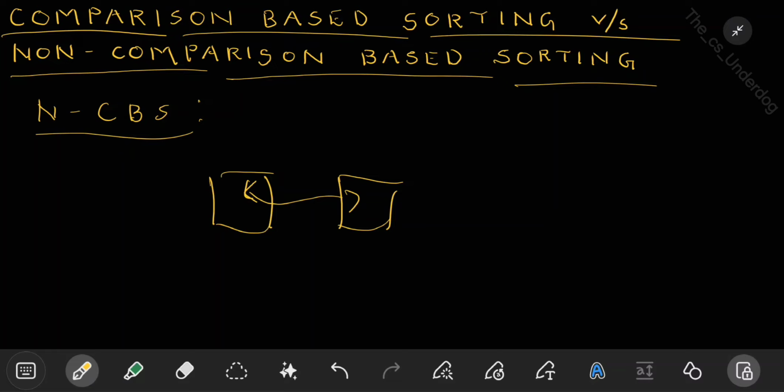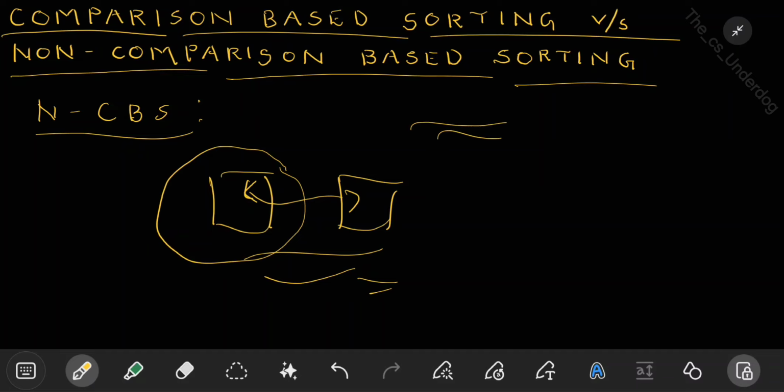Then the question is, how do you do this? There should be some parameter which lets you identify that one element should come before the other element in the sorted order. So how do you find this out? This is the next question. So the answer is you use some of the key properties of these elements. These properties can be value, it can be the range, or any of these properties that can help you determine the position. So when we get into each of those non-comparison based sorting algorithms, you will get more clarity on this.